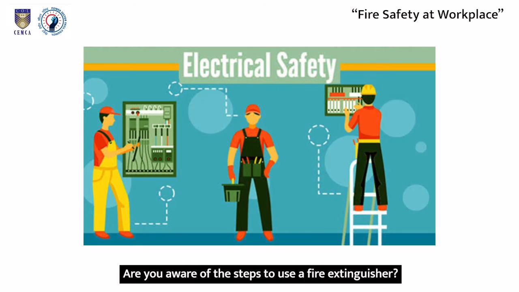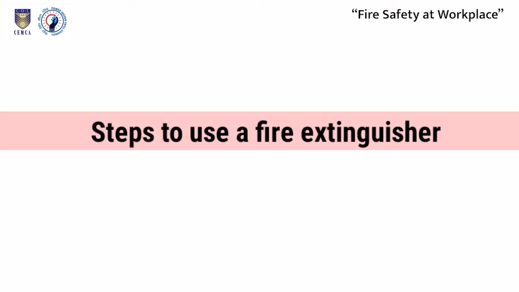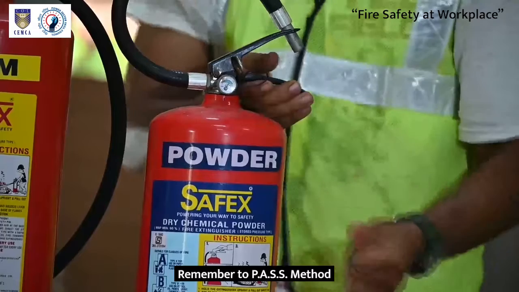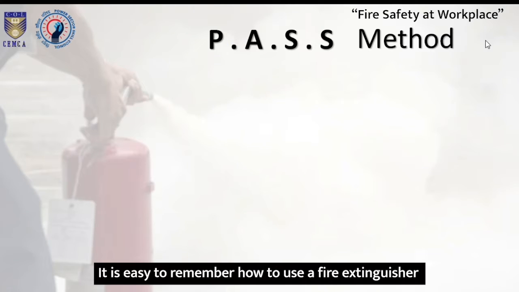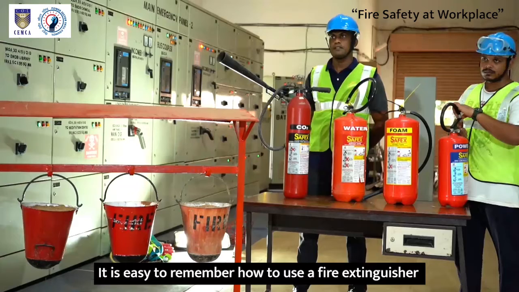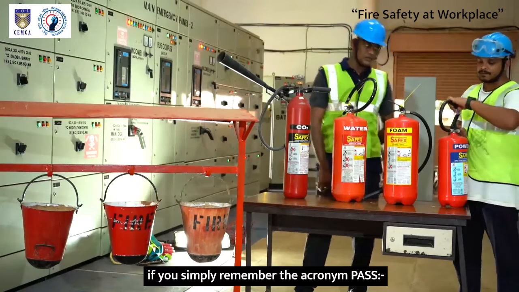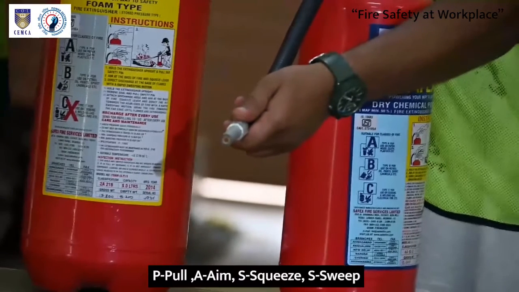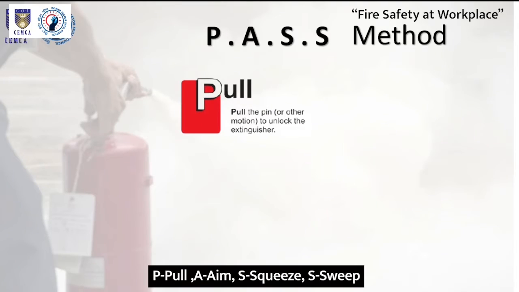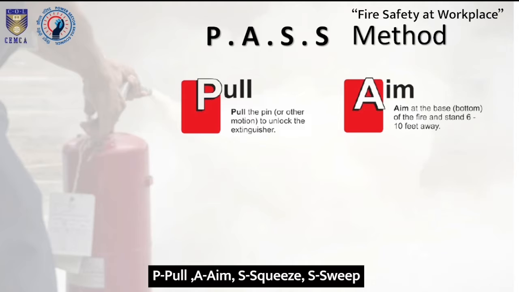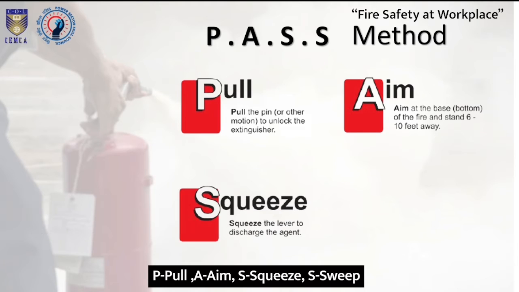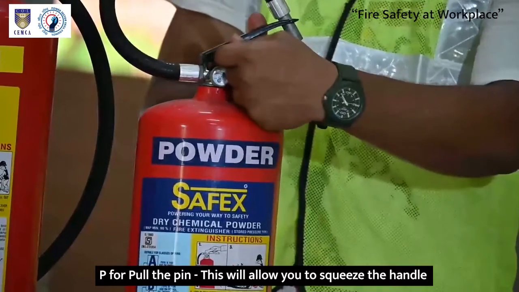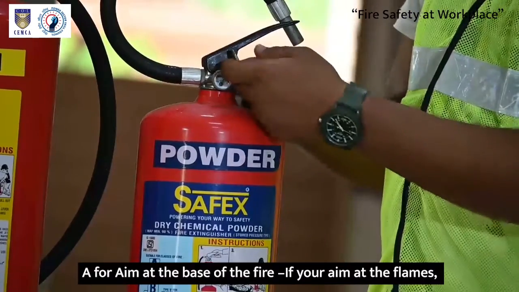Are you aware of the steps to use a fire extinguisher? Remember the PASS method. It is easy to remember how to use a fire extinguisher if you simply remember the acronym PASS. P, Pull. A, Aim. S, Squeeze. S, Sweep. P for pull the pin. This will allow you to squeeze the handle in order to discharge the extinguisher.